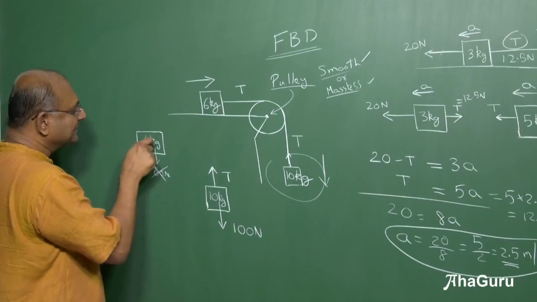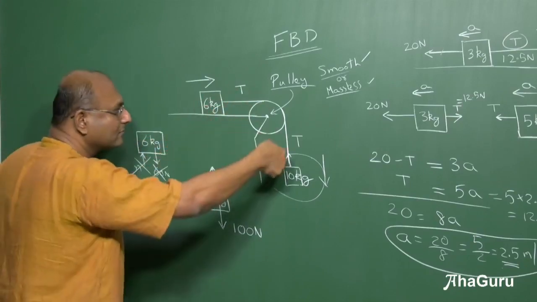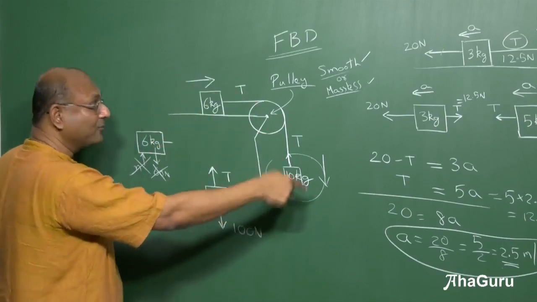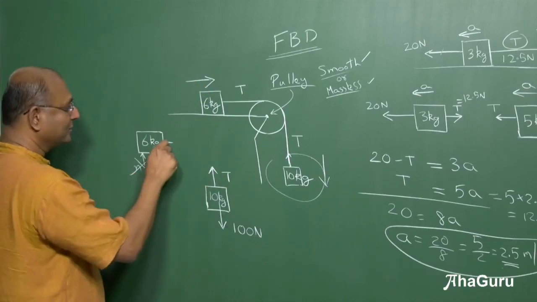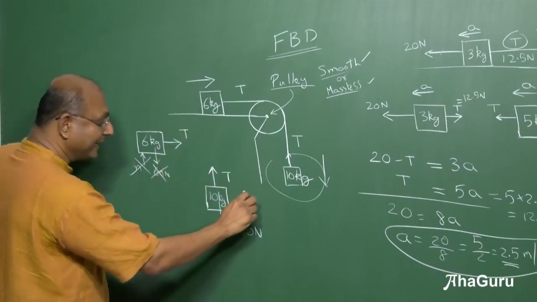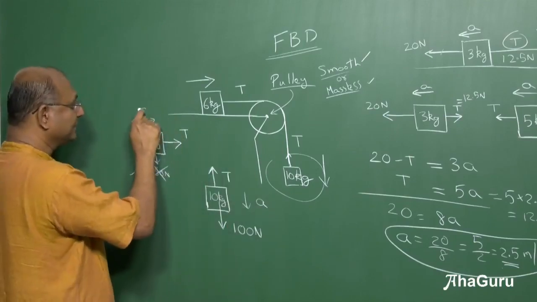Okay, but that means this fellow must have a horizontal force. Who is exerting the horizontal force? Rope. It is not the 10 kg exerting a force, it's the rope exerting the force. So the force is T. Now this guy has an acceleration A. This guy has an acceleration A.